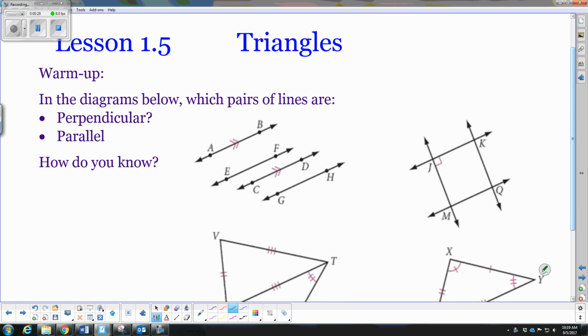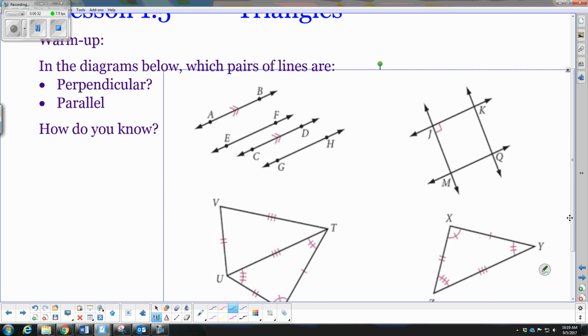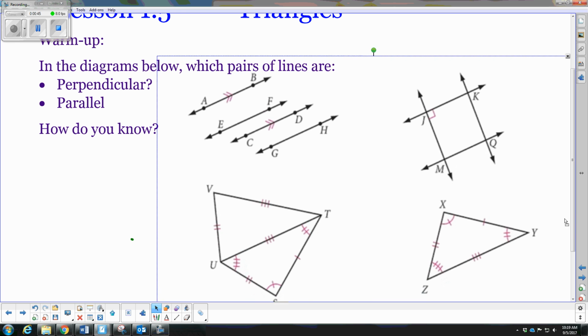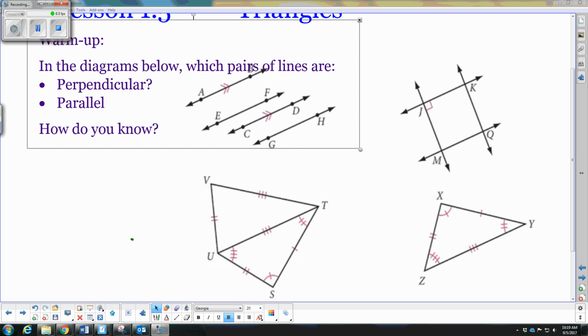So looking at this diagram, and you can see this also on your guided note sheets, which parts of these lines are perpendicular, which ones are parallel, and how do you know? So take a minute on your own and look at the diagram and try to determine which ones are perpendicular, which ones are parallel, and how you know those to be true.